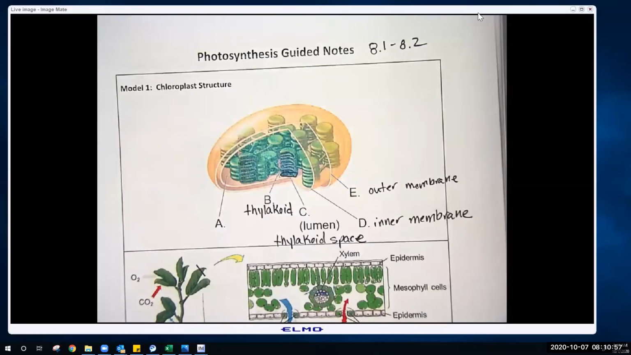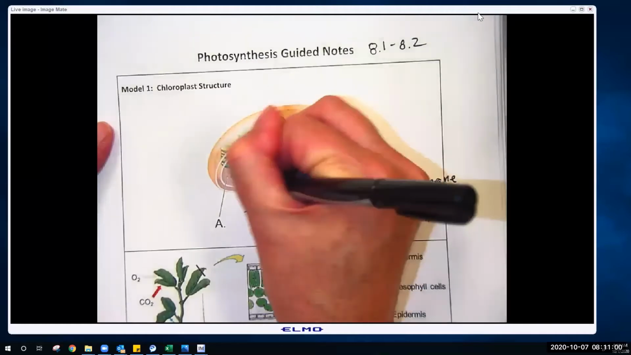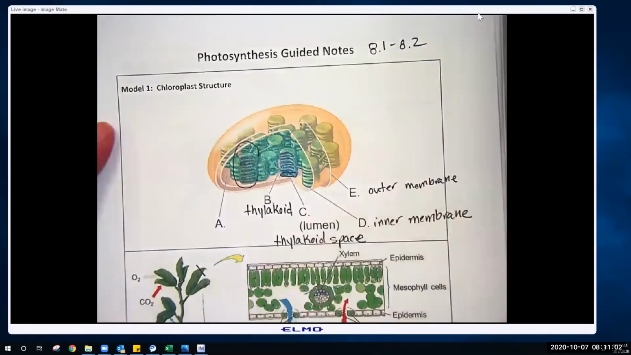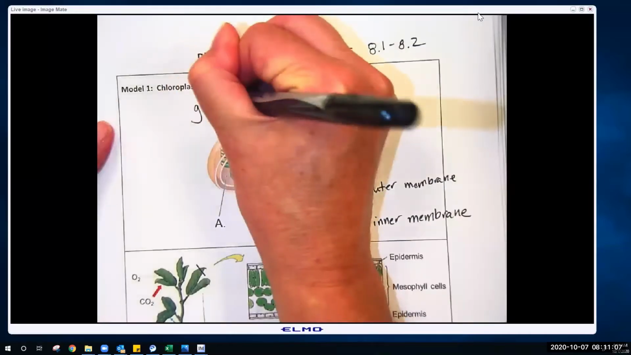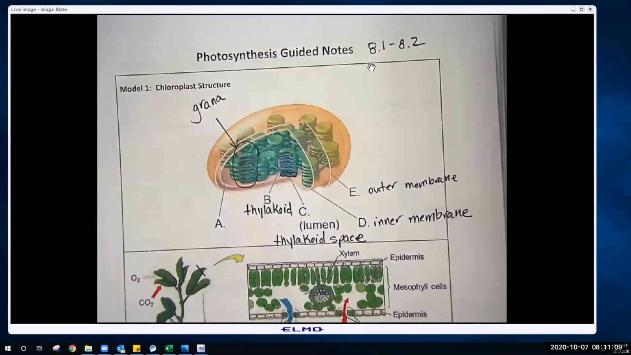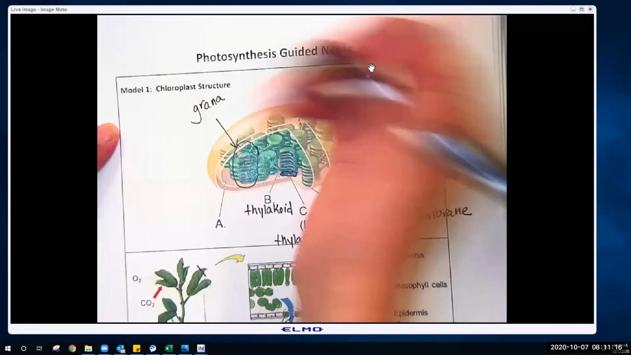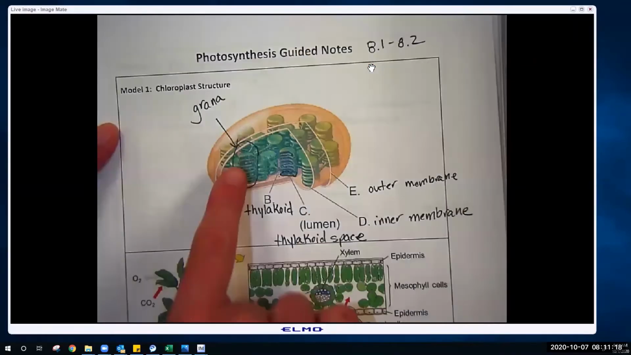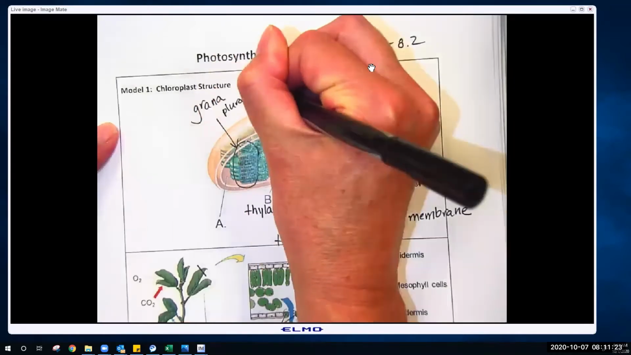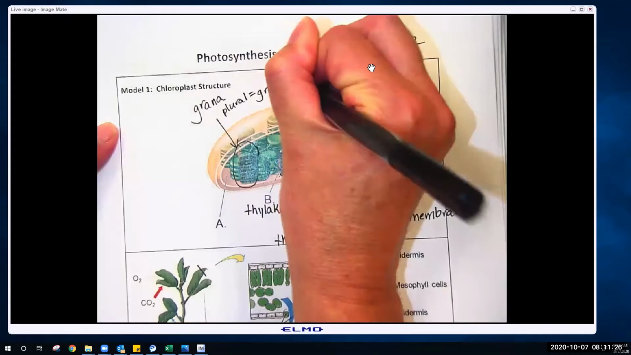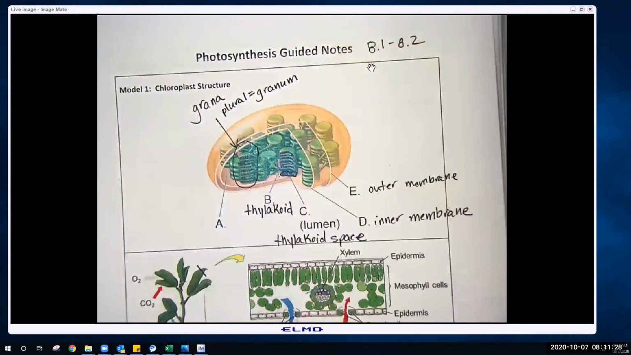A stack of these all together, this stack of thylakoids, we refer to that, if it's singular, as grana. But if there are multiple grana here, the plural form of that word would be granum. So one would be grana, two or more granum. And all that is just stacks of thylakoids.